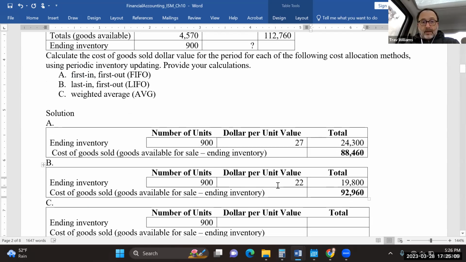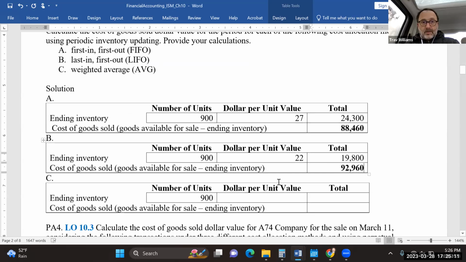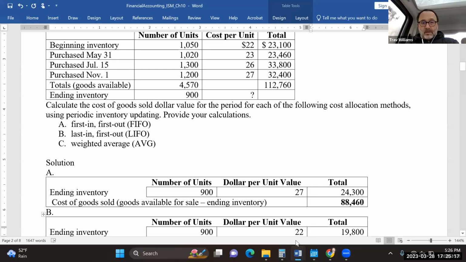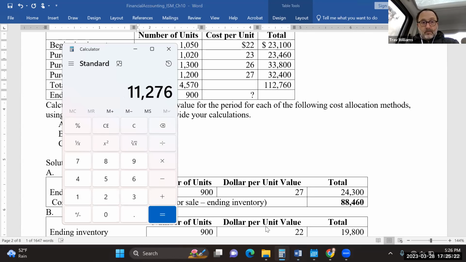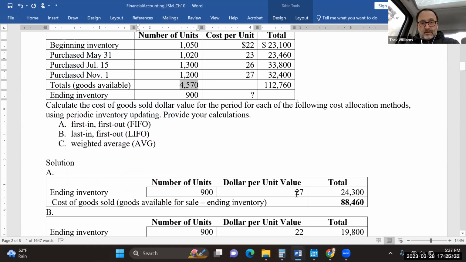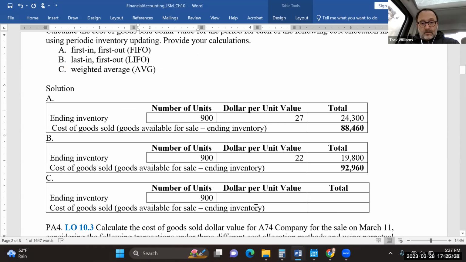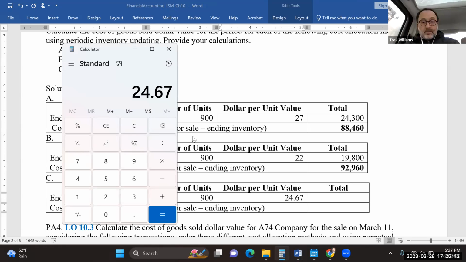Okay, then weighted average. So in this case, we already know the total cost of the inventory and the total number of units. So to get our average, we will divide, and we get $24.67. $24.67 times 900 is 22,203.